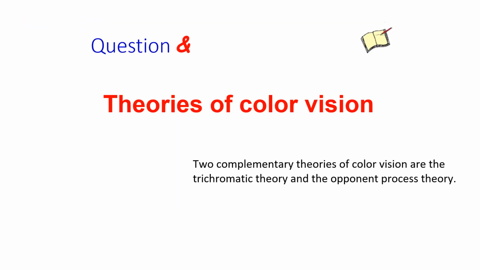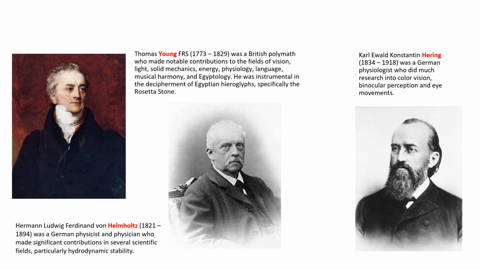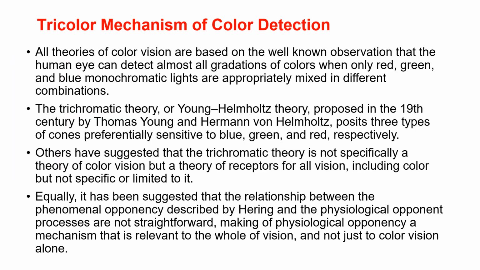Theories of color vision. 2 complementary theories of color vision are the trichromatic theory and the opponent process theory. Authors of 2 major color vision theories: Young-Helmholtz trichromatic theory, left, and Hering's opponent process theory, right. Tricolor mechanism of color detection.